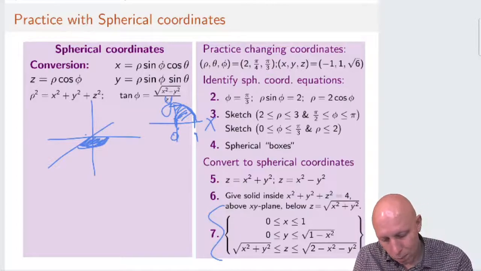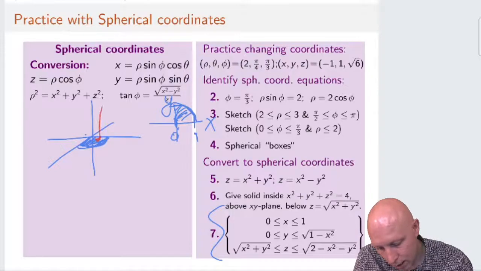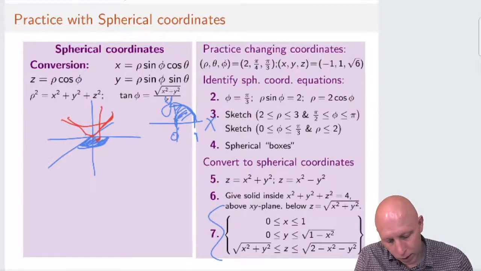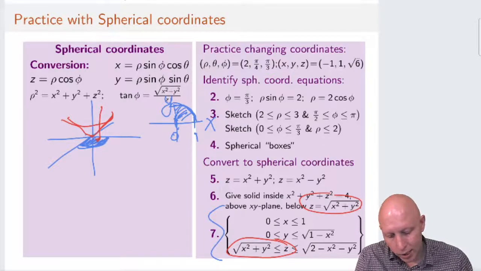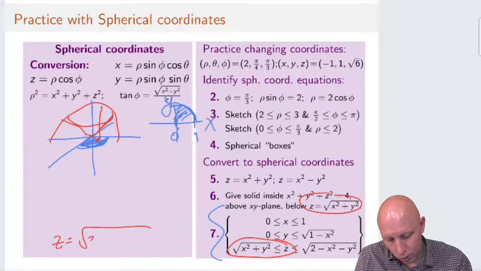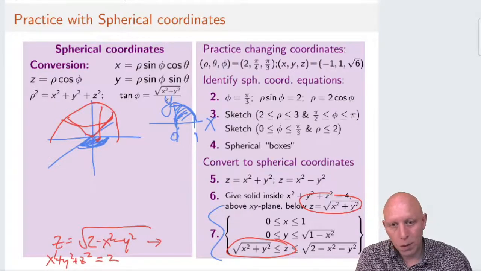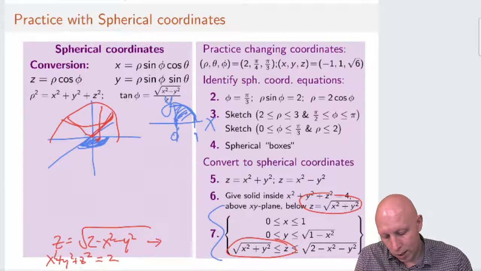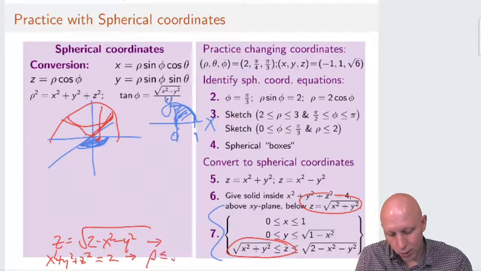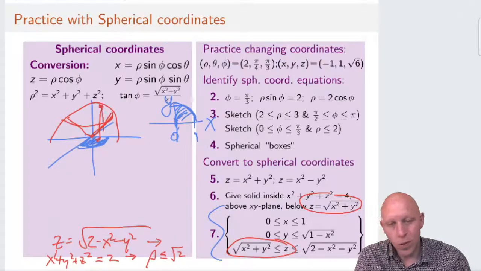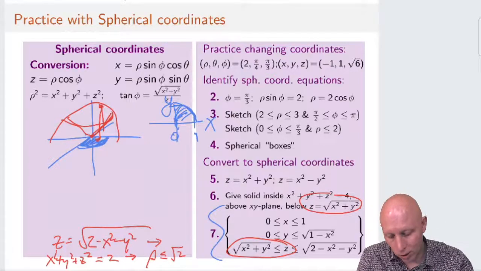And z, above this, is between the cone, z equal to the square root of x squared plus y squared. That's just like what we had here. And z is less than or equal to a sphere. So if z is equal to the square root of 2 minus x squared minus y squared, then x squared plus y squared plus z squared is equal to 2. And so that's giving us the radius here, that rho is less than or equal to root 2. So that's what that top part of the function is.